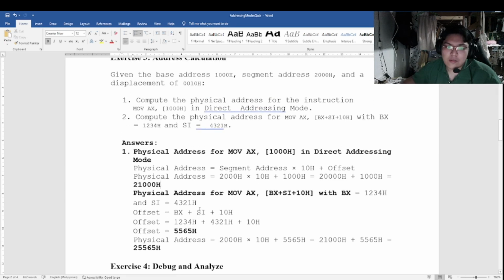For number 2, the physical address for MOV AX, [BX + SI + 10H] with BX at 1234H and SI at 4321H.